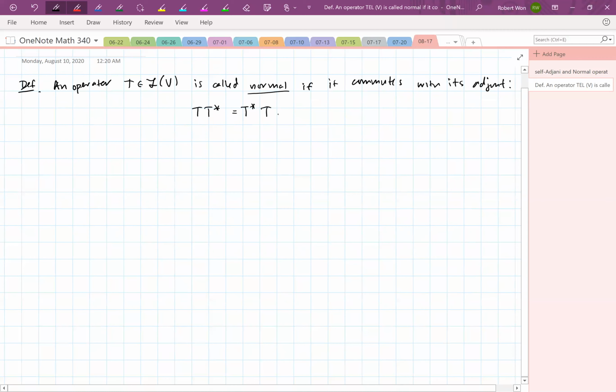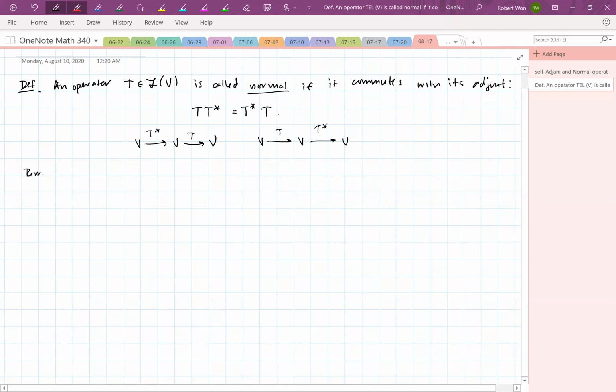Again, this equation only makes sense because T and T star are operators on the same vector space V. Since they're operators on V, you can either first do T star and then do T, or you can first do T and then do T star. These both yield operators on V. And then you can say, are these two the same operator? So that's what a normal operator is.